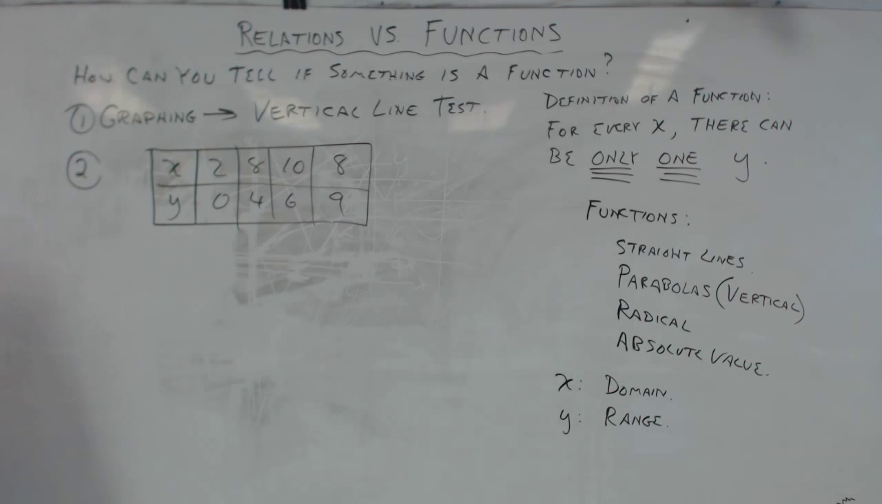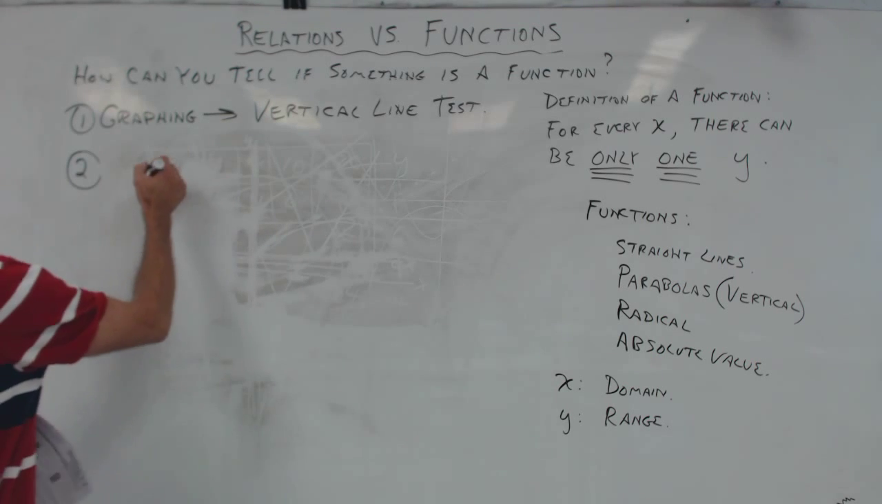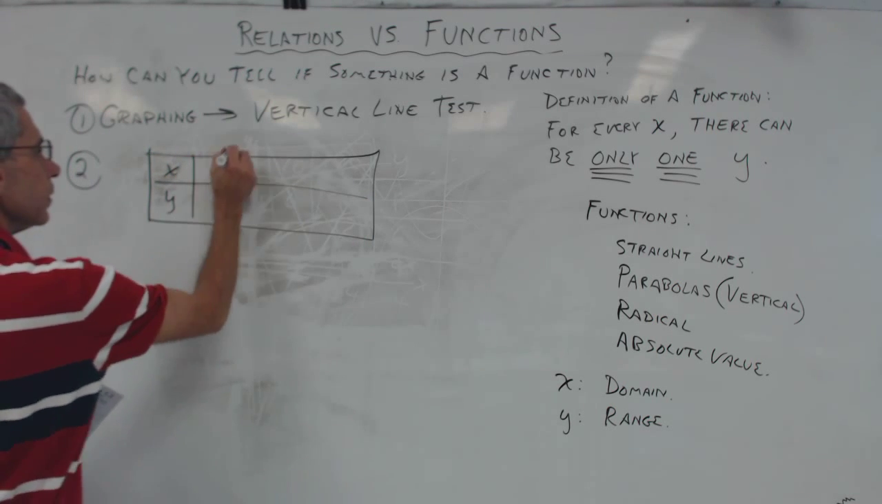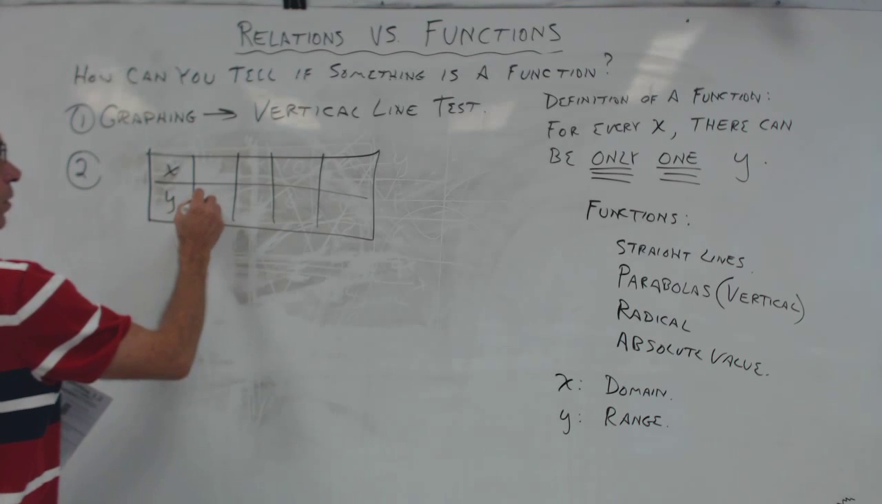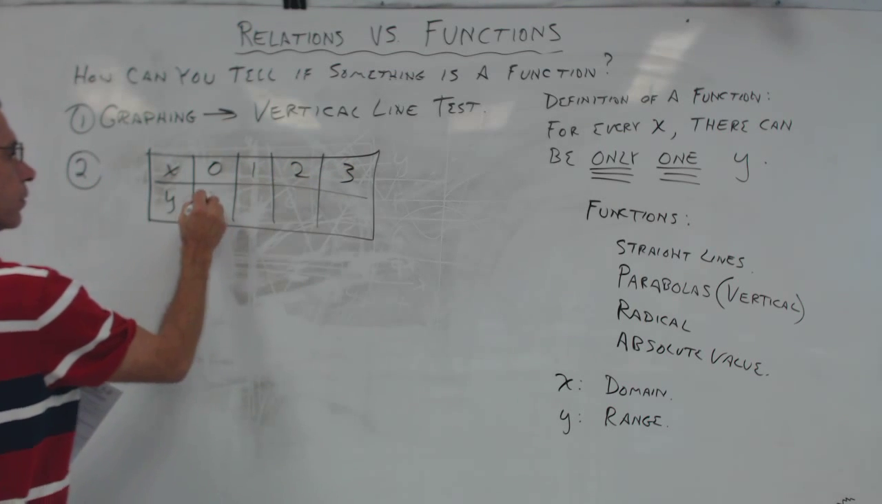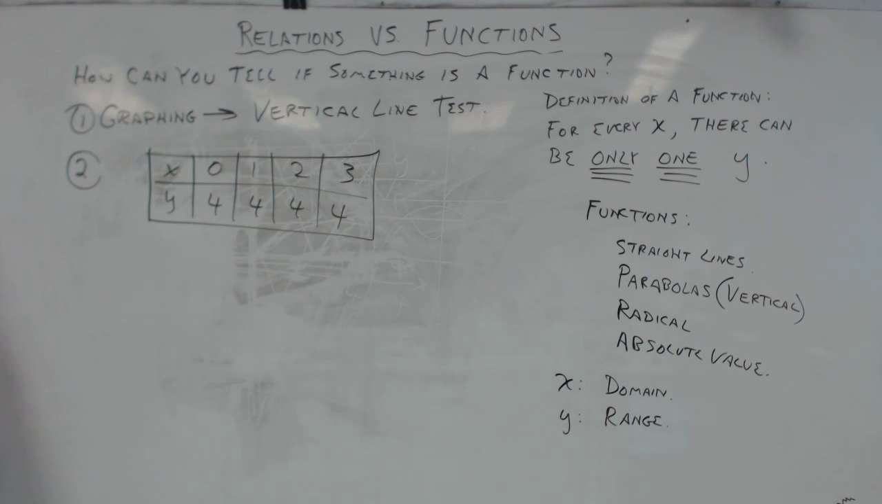Does that make sense? Pretty simple. Well, if they both have the same y. Oh, great question. Let's try that one. Okay, so let's say we have x, y. Okay, so, oh heck, let's just do this. Is that a function? Yes. Why? Because there's one y for every x.